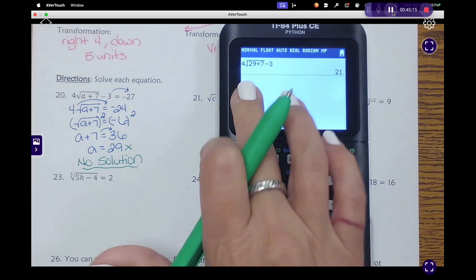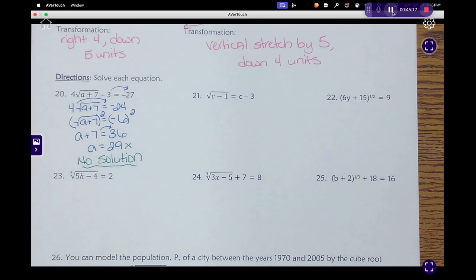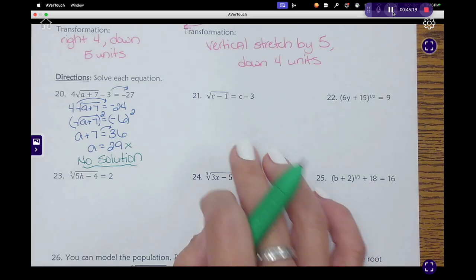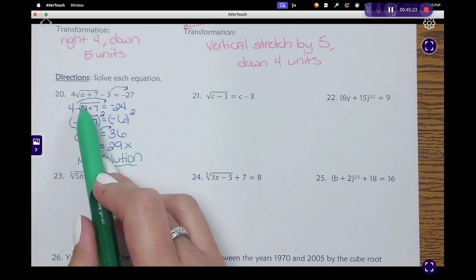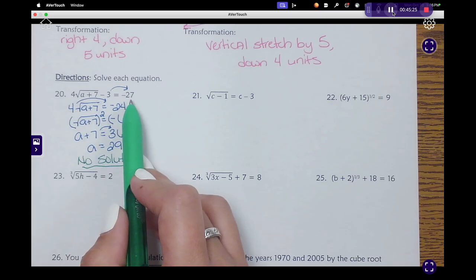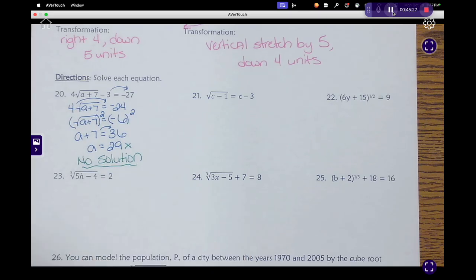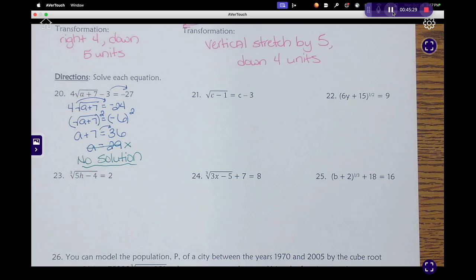Okay, so you can double check everything in your calculator, but you do have to go back and make sure that you check your answers right here. If it does not work when you plug it back in and it doesn't actually equal that, then that's a no solution because that answer does not work.